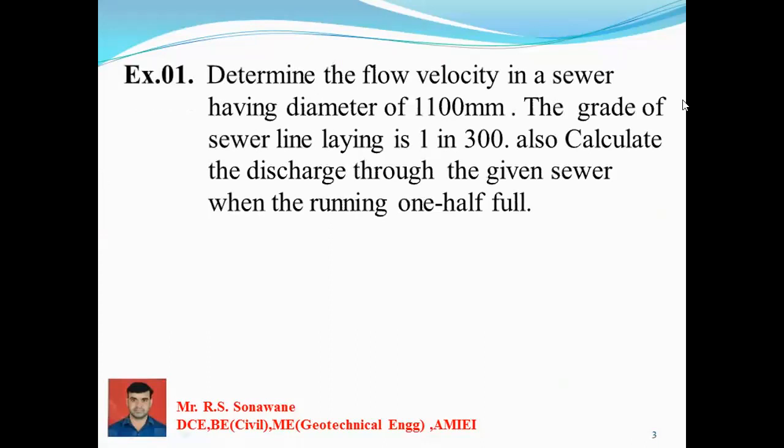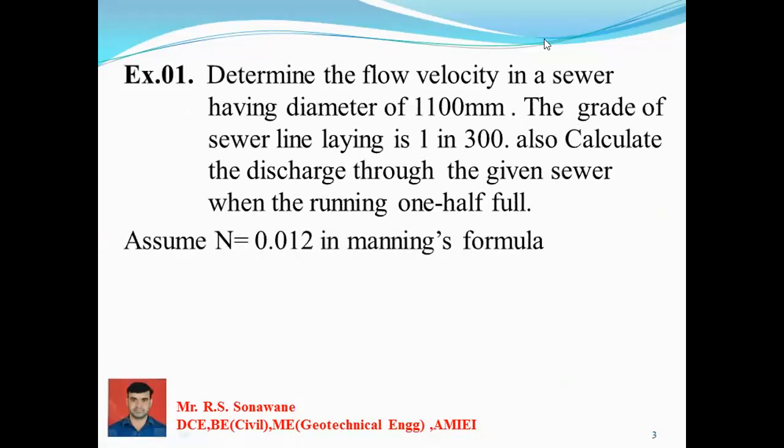Here is the first numerical example of sewer designing. Determine the flow velocity in a sewer having a diameter of 1100 mm. The grade of the sewer line laying is 1 in 300. The grade is nothing but a gradient, or we can also say it's a slope, that is 1 in 300. That means vertical 1 meter and horizontal 300 meter. Also calculate the discharge through the given sewer when running one half full.